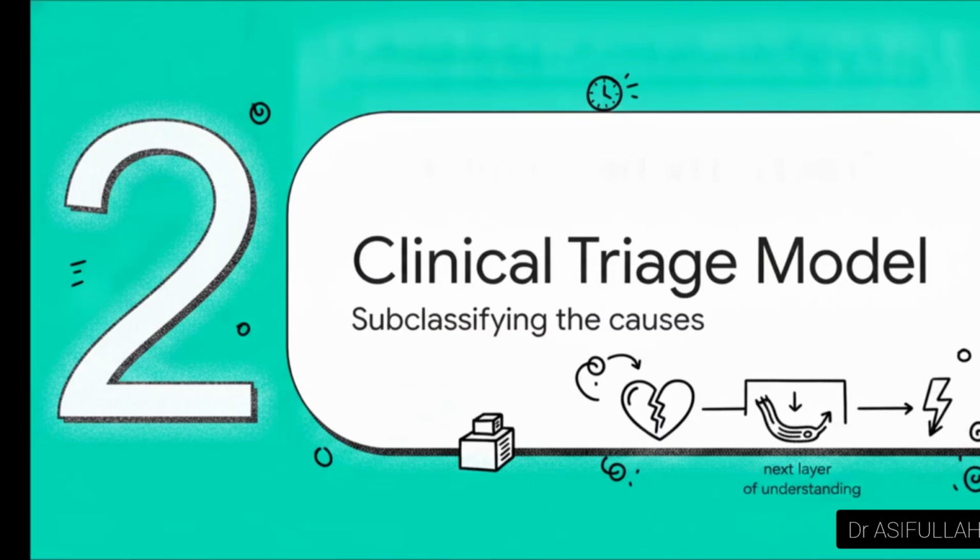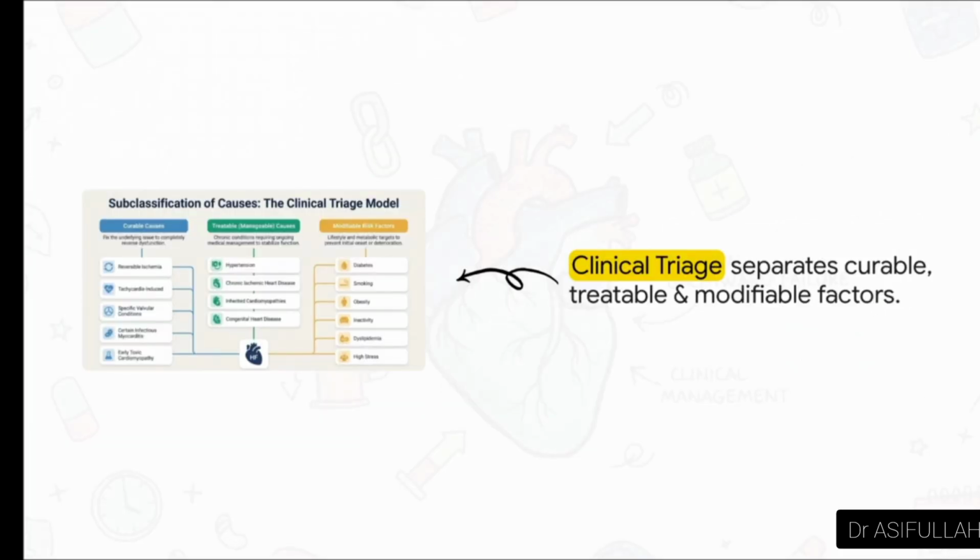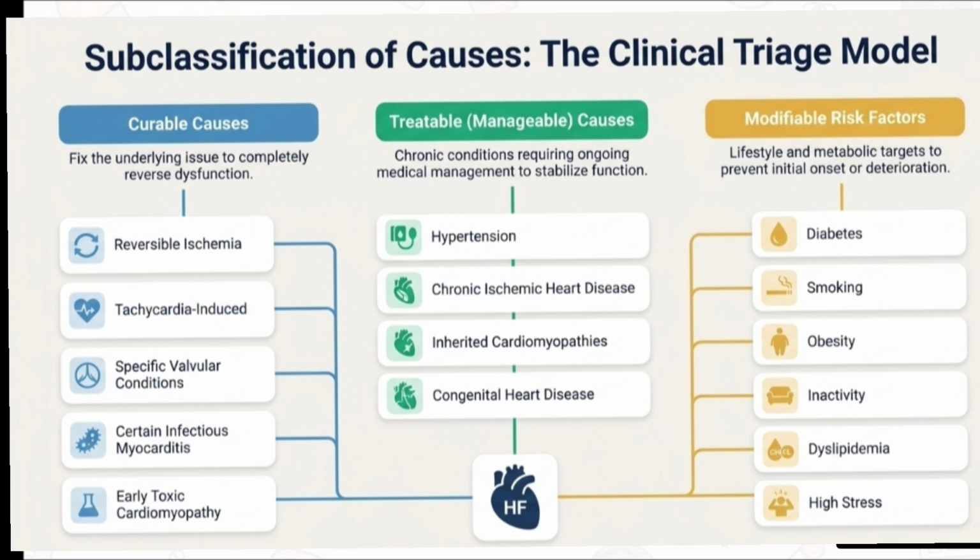Moving right along to Section 2, the clinical triage model, subclassifying the causes. When you're actually on the ward, you've got to categorize these underlying causes systematically. We triage every single patient into 3 specific buckets. First step, curable causes. These are things like reversible ischemia or tachycardia-induced cardiomyopathy, where if you fix the underlying issue, you completely reverse the dysfunction.